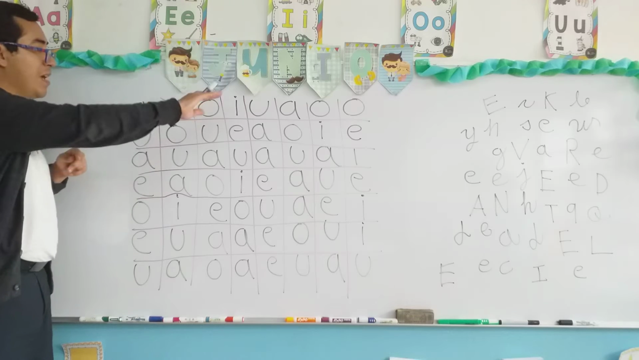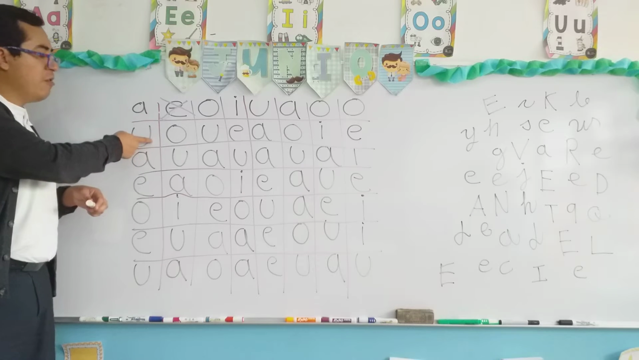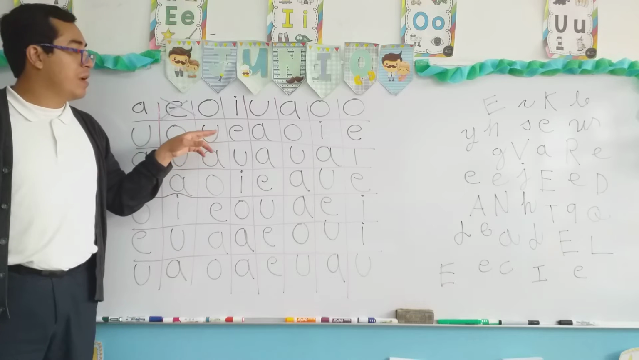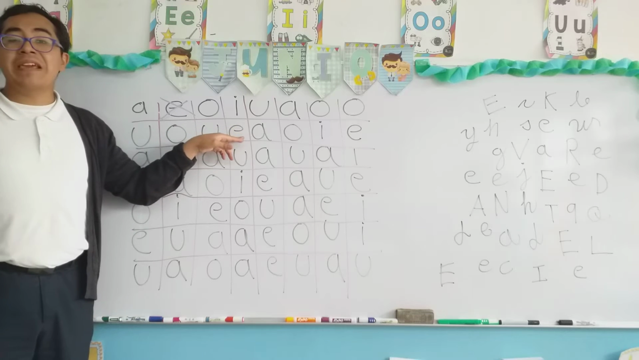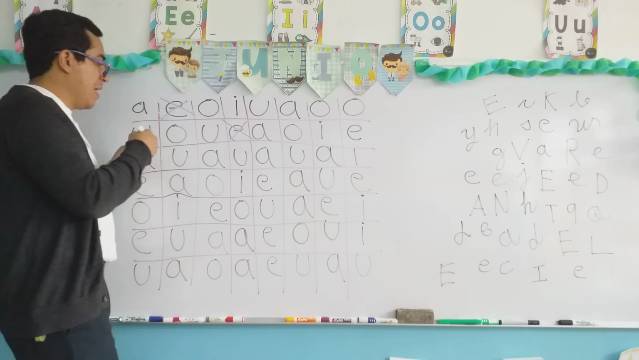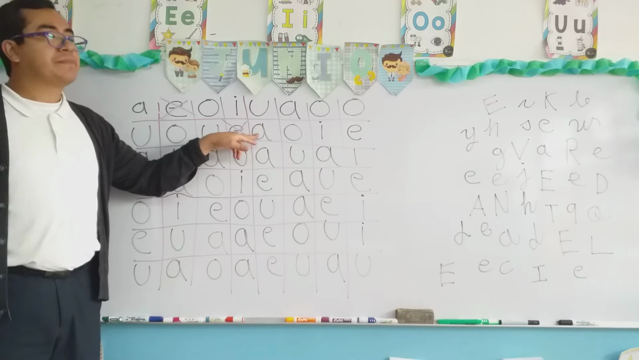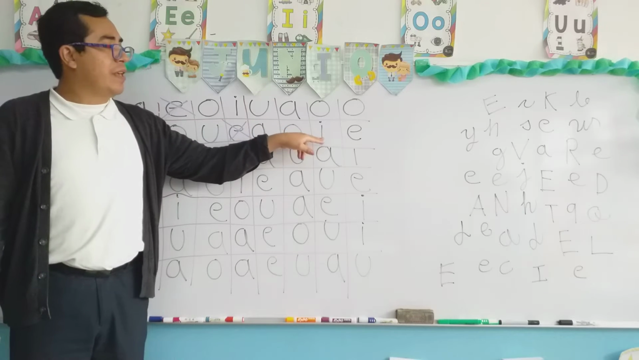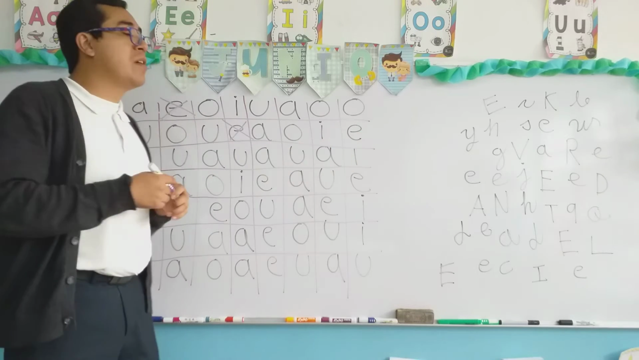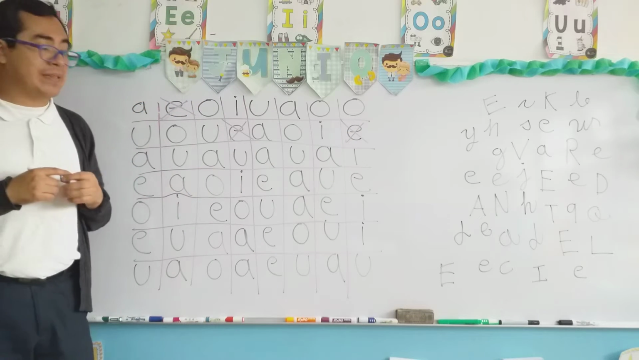Vamos con la segunda fila en busca de más letras E minúscula. So here we have letter U, letter O, that's not the letter we care for. Letter U, letter E. Right here, small e, we mark it with an X. So let's continue. Letter A, letter O, letter I, letter E. At the end of the second row, we located another. So of course, we mark it with an X.